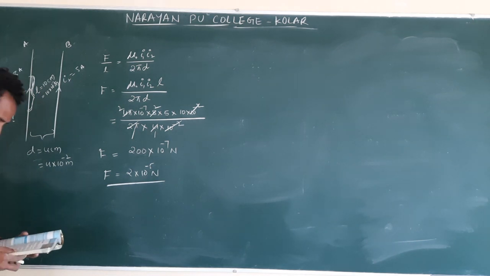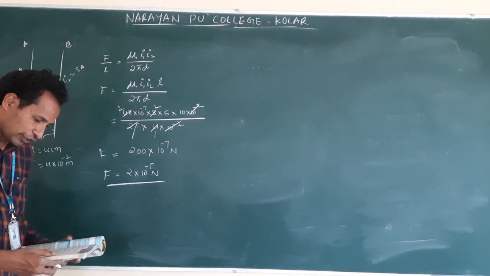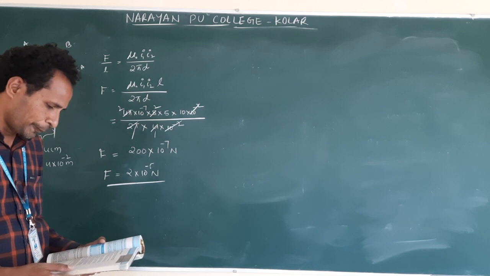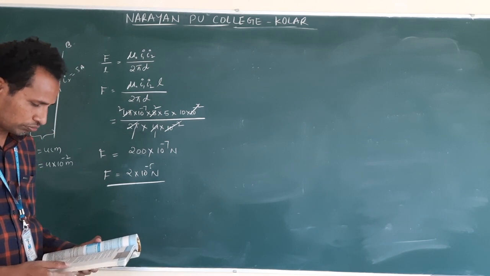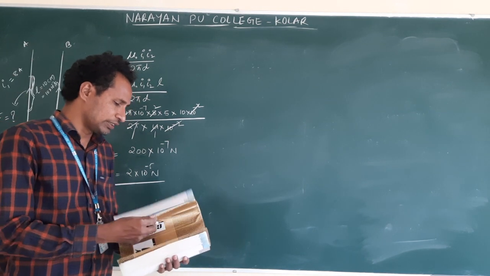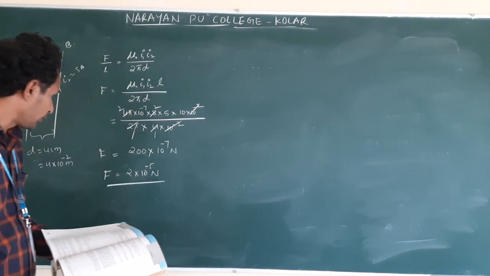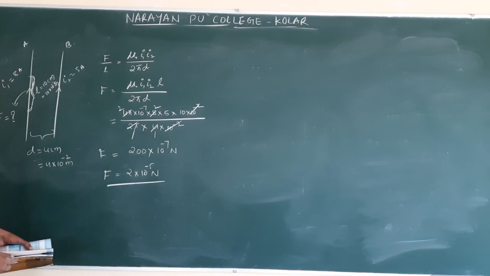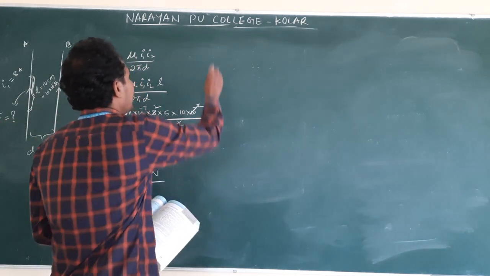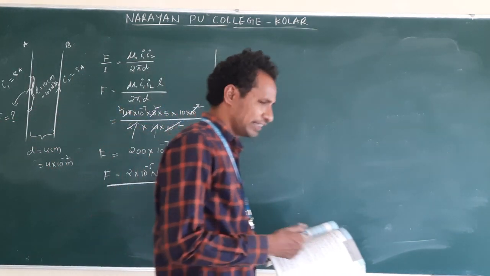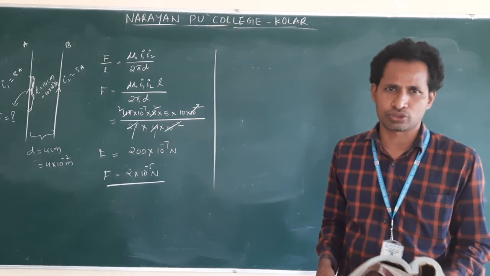Did they ask the nature of this force? What is the magnitude of the magnetic force on the wire? They asked, so estimate the force. So no problem. Let me check whether the answer is correct or not. 4.2 into 10 power minus 5 Newton. Their currents are in the same direction, so they attract. If any one current is reversed, they repel. Clear? They did not ask what is the nature of the force.